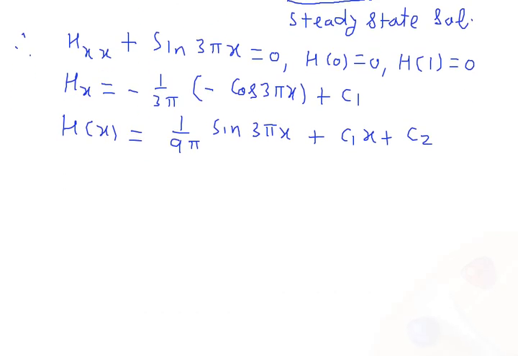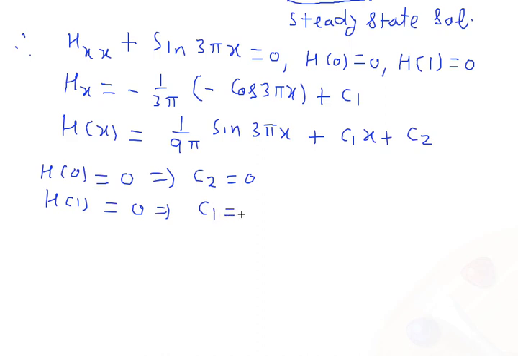So here there are two parameters, c1 and c2, and by using the boundary conditions we have to find c1 and c2. So let's put h(0) = 0, that means we are putting x equal to 0. The left side is 0 and this is 0, so this gives c2 = 0. I think this is quite easy. And h(1) = 0 means when you put x = 1, this becomes sin 3π, and sin 3π we know is 0, so finally we get c1 = 0.